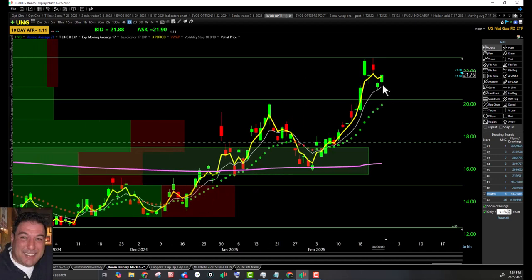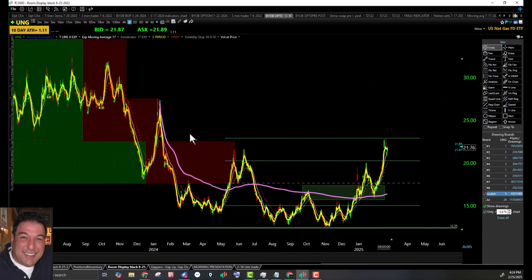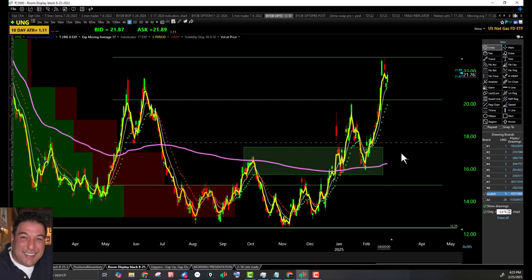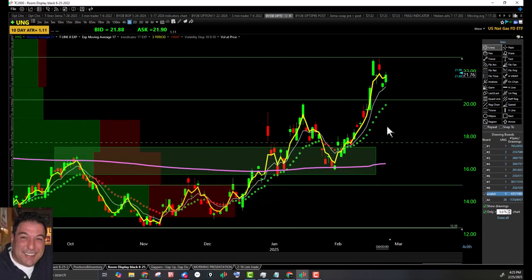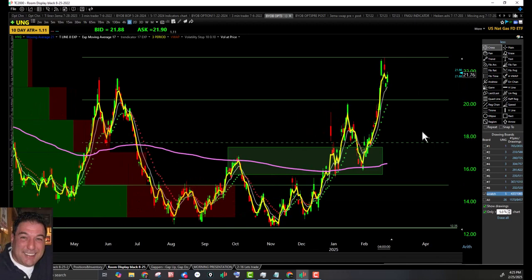UNG, higher low, higher high, closing over the trap, over the 17, over the all-time, over the 12-month high anchored VWAP, over the midpoint, up in quadrant 4. That's bullish. I would like to see them cool off and just zigzag consolidate right here in the upper quadrant.